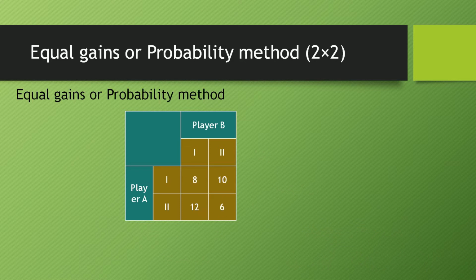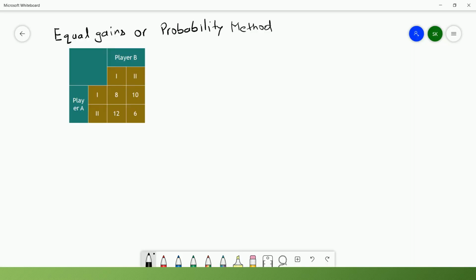So this is the same question that we have solved for odds method. So now we will solve this question by equal gains or probability method. So I have copied the payoff matrix here. P1 is probability of player A to choose strategy 1. P2 is probability of player A to choose strategy 2. Now Q1 is probability of player B to choose strategy 1 and Q2 is probability of player B to choose strategy 2. So as the name suggests, equal gains.